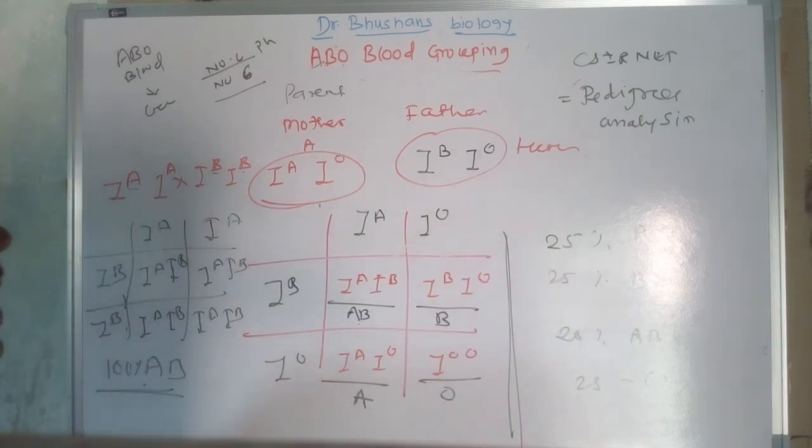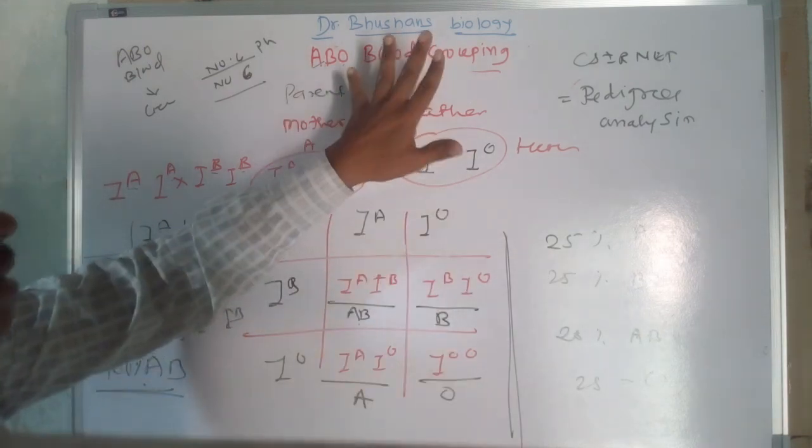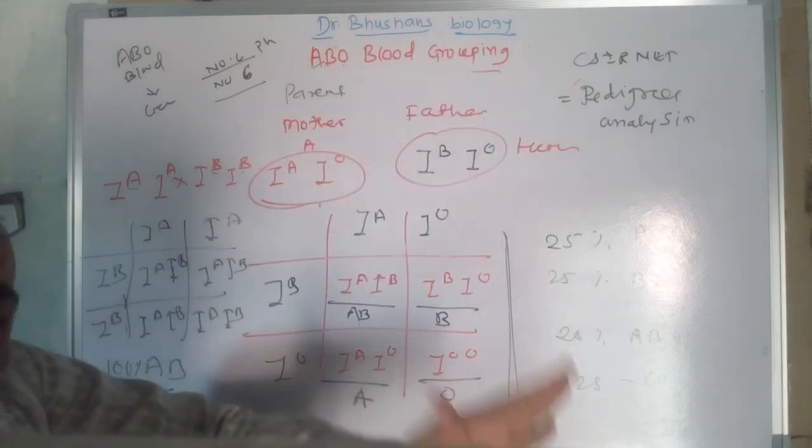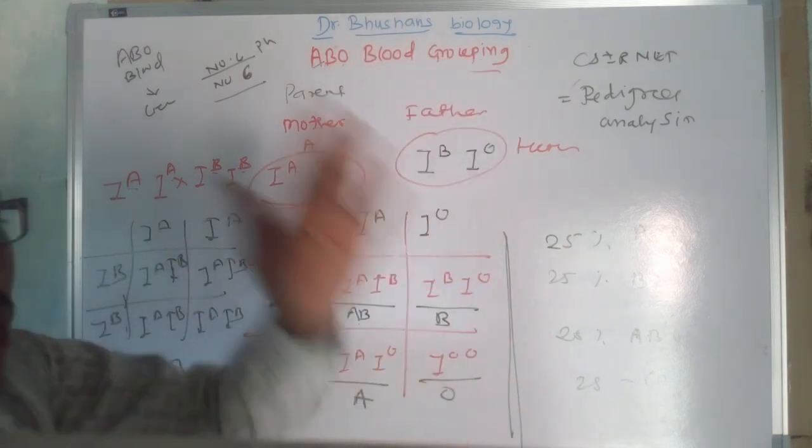This is all about today's lecture. We already discussed ABO blood grouping and how it is an example of multiple allelism.